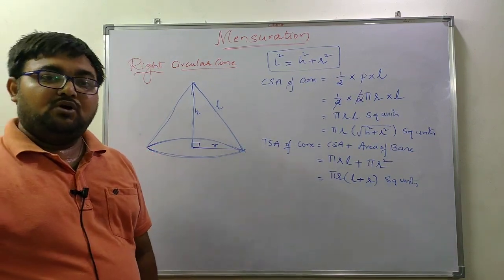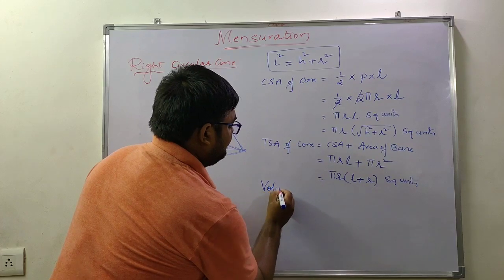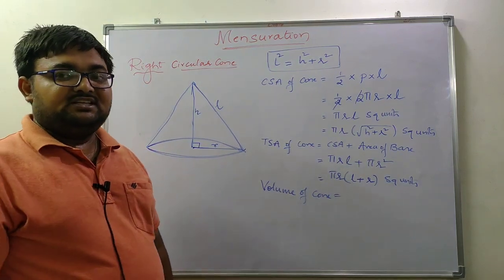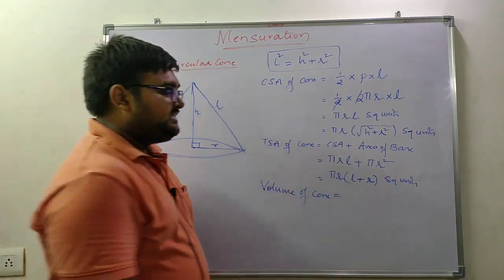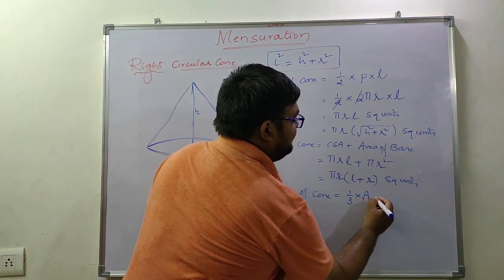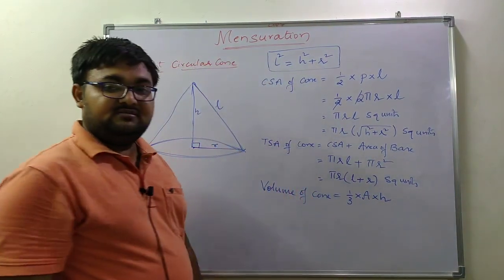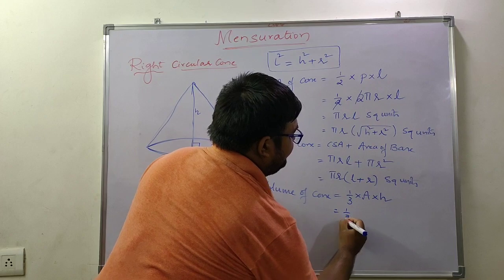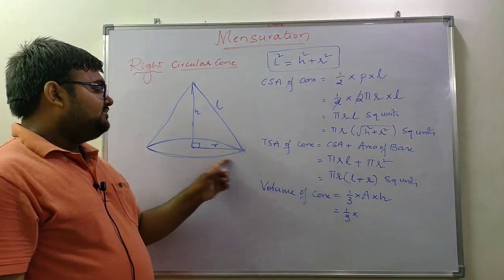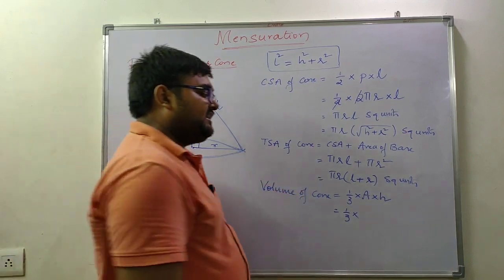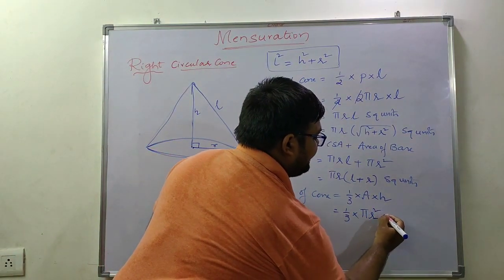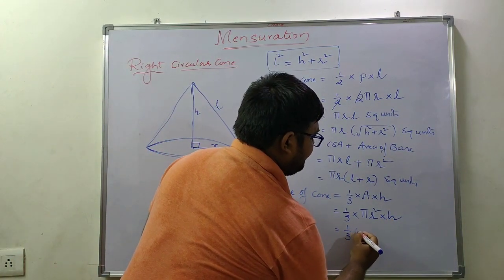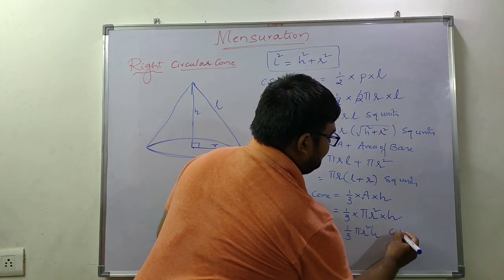Next, coming to the volume of the cone. What is the volume of a right pyramid formula? It is 1/3 of the area of the base into height. So 1/3 into the area of the base. The base is in the shape of a circle, so the area of the circle is pi r square, into the height h. So the formula is 1/3 pi r square h cubic units.